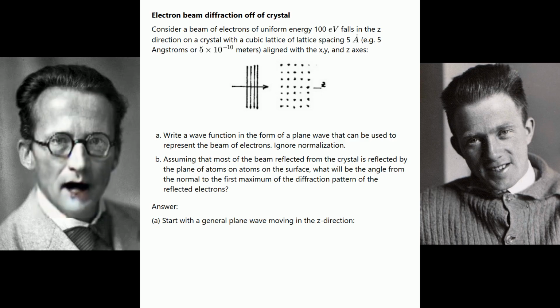Aligned with the x, y, and z axes, write a wave function in the form of a plane wave that can be used to represent the beam of electrons. Ignore normalization. Assuming that most of the beam reflected from the crystal is reflected by the plane of atoms on the surface, what will be the angle from the normal to the first maximum of the diffraction pattern of the reflected electrons? Answer: A. Start with a general plane wave moving in the z direction.